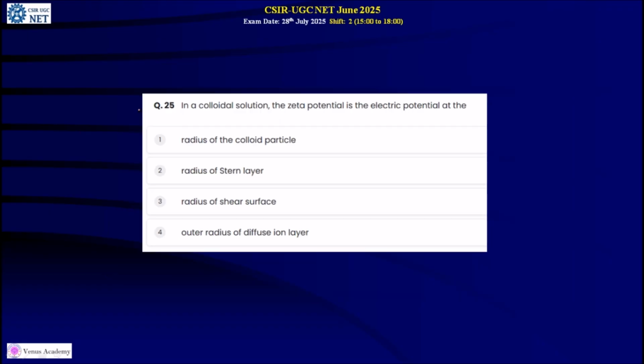Next, question number 25. In a colloidal solution, the zeta potential is the electric potential at the option number 1 radius of the colloid particle, option 2 radius of stern layer, option 3 radius of shear surface, option 4 outer radius of diffuse ion layer. Question number 25, option 3 is the correct option, students.